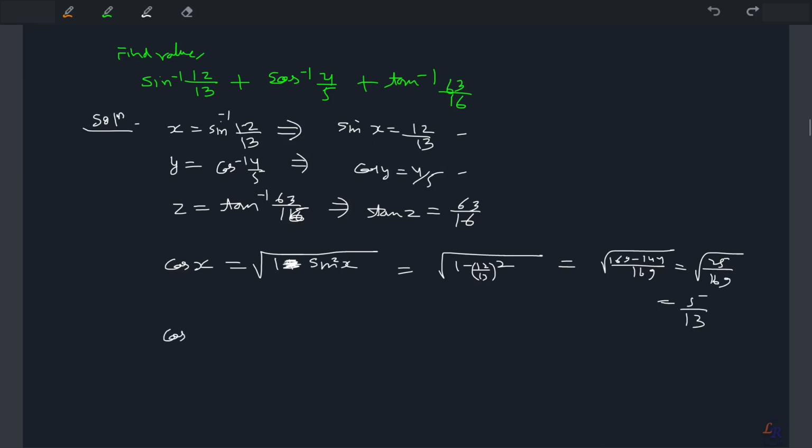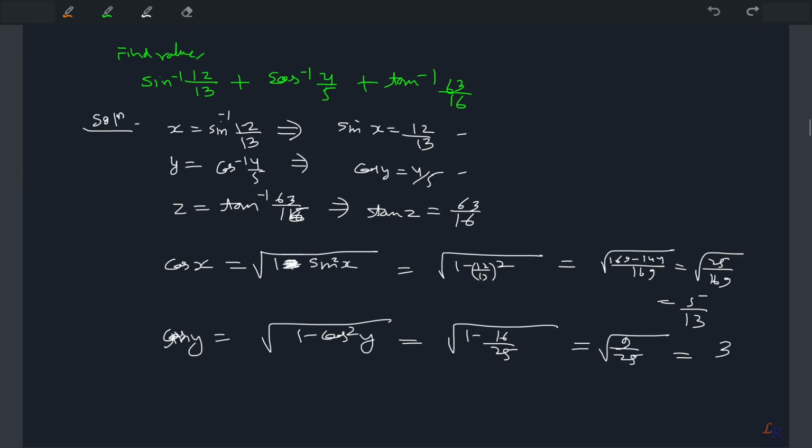Similarly, you can have your sin y. So that would become square root of 1 minus cos square y. Okay, you have cos y here. So you can have 1 minus 16 by 25. You calculate, you will get 9 by 25. It will become 3 by 5.